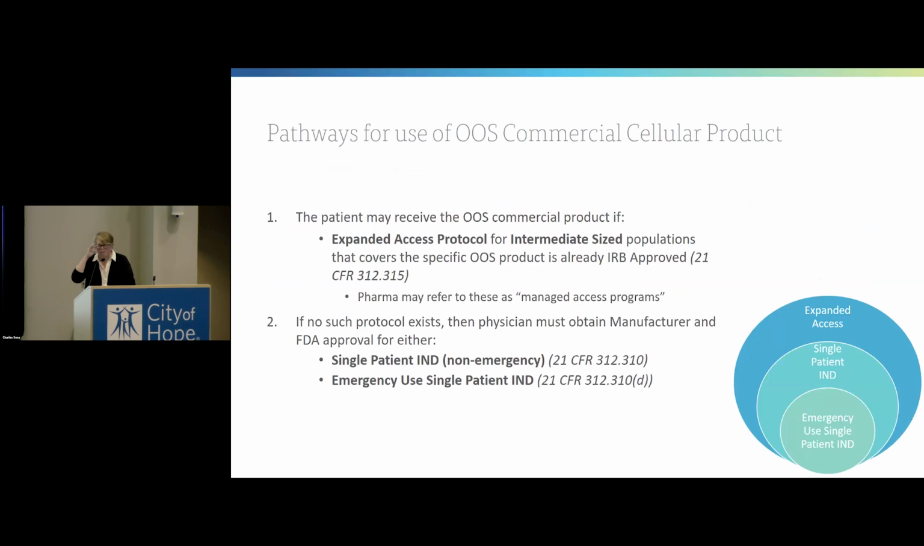I think with some of the sponsors early on, like Novartis and Kite Gilead, they were obviously aware of a number of these studies or products being released that are out of specification. So they said, okay, let's get ahead of it. They actually put together an intermediate sized expanded access protocol. They called it a managed access program, or at least Novartis did.